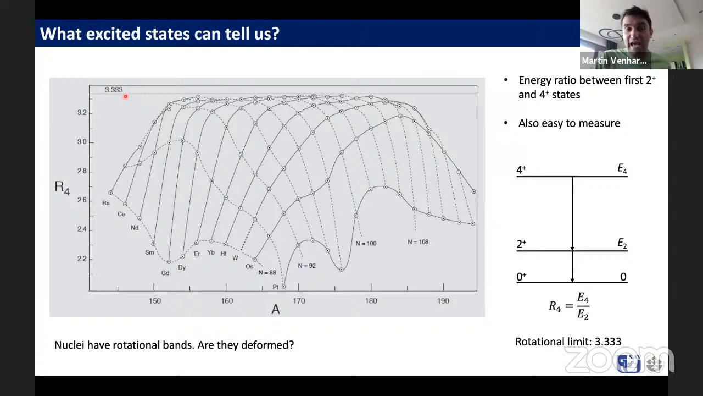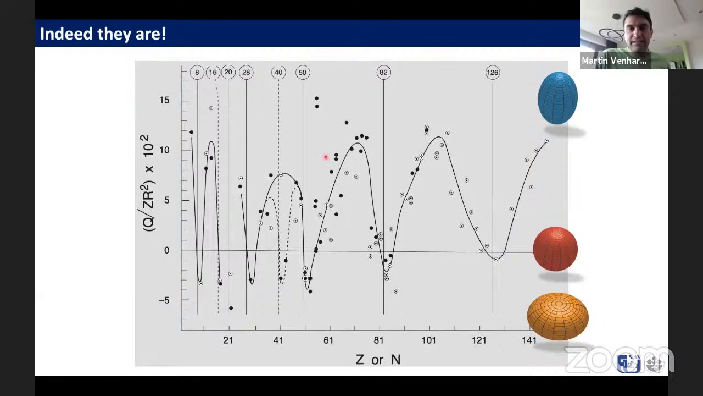So the nuclei have rotational bands. We know the rotations of molecules. So also the nuclei have them, which means they must be deformed. So now the question is, are nuclei deformed or are they spherical? And the answer is indeed, some of the nuclei are deformed, as it is shown here.